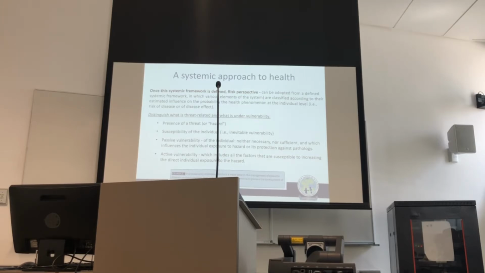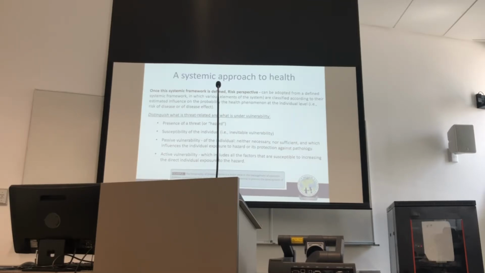Can be adopted from a defined systematic framework in which various elements of the system are classified and influence the probability of a health phenomenon. So, what do we have in point two? Let's take an example: COVID-19. We have risk factors: population density, climate, air traffic, population behavior. We put all of these together, and then we start to map the arrows between them. Each one could lead to something, and what would be the probability of this happening and that happening. Okay, so that's basically a simple way of influencing system attention.